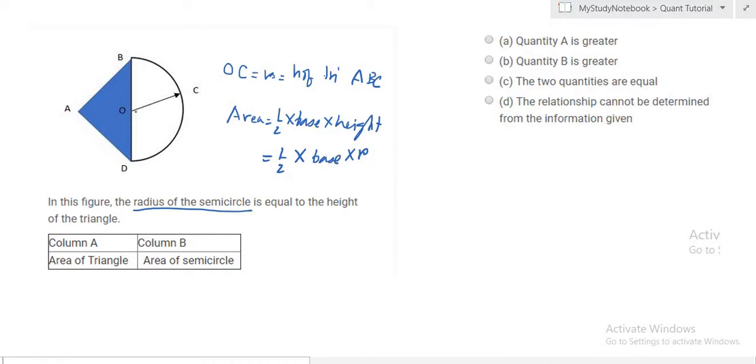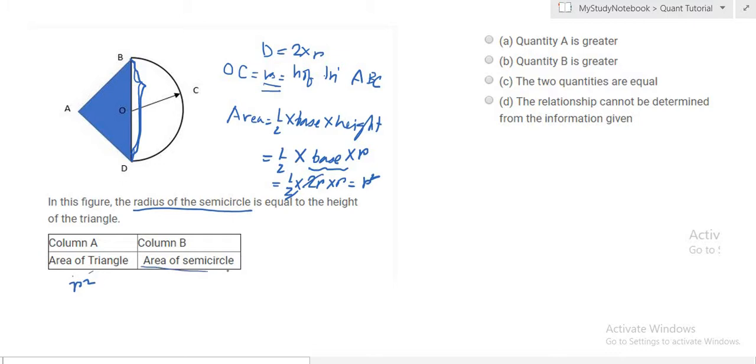But if we look closely, we can see that the base here is BD, which is actually equal to the diameter of the semicircle. Since we have assumed that the radius is R, the diameter would be 2 times R. So in place of the base, we can directly put the value 2R. So the area of the triangle here is R square. So we have already got the area of the triangle.